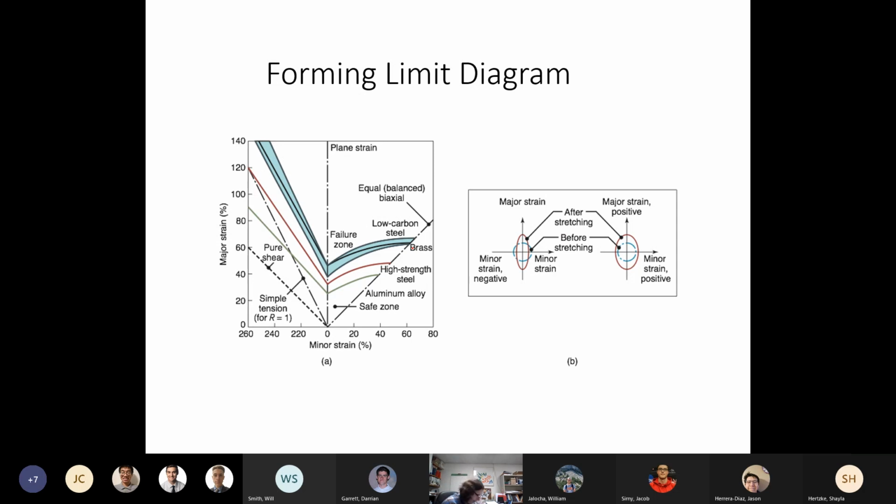And so this is, again, kind of complicated. Here we have our plane strain line, our simple tension, our shear, our balanced. And now we see aluminum, high strength steel, brass, and then the low carbon steel is the shaded blue line. So again, here we have the properties for 4 materials.